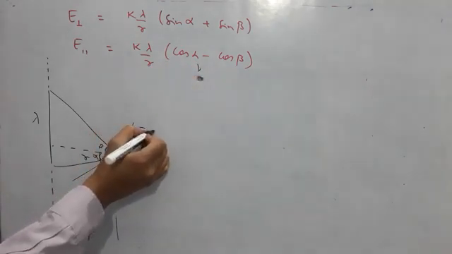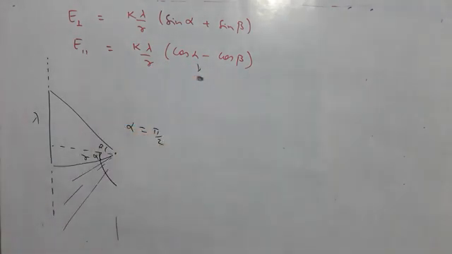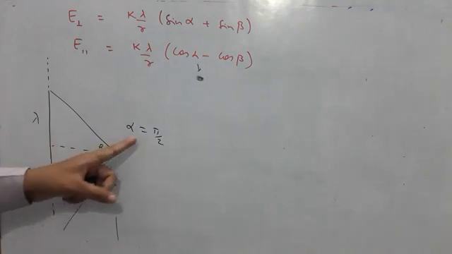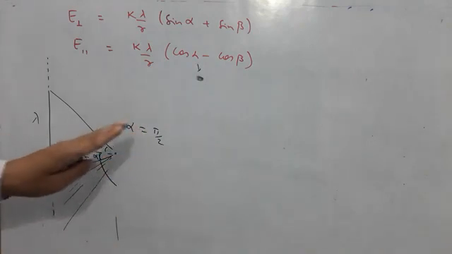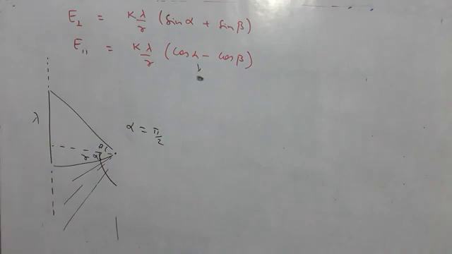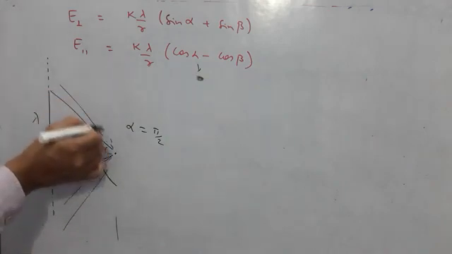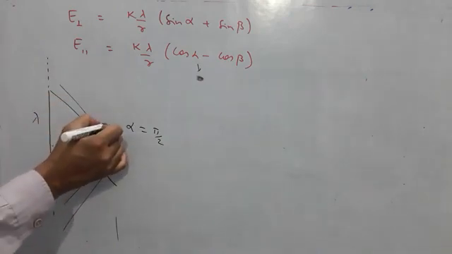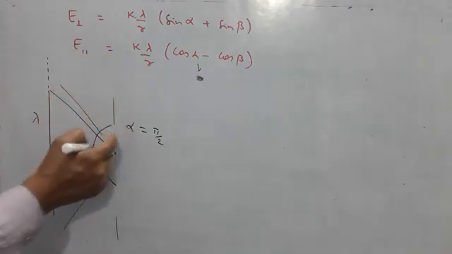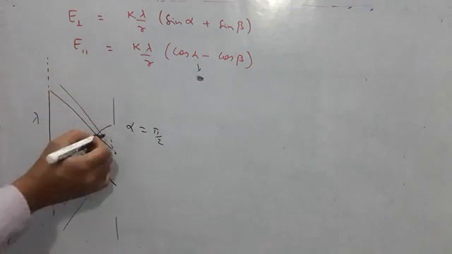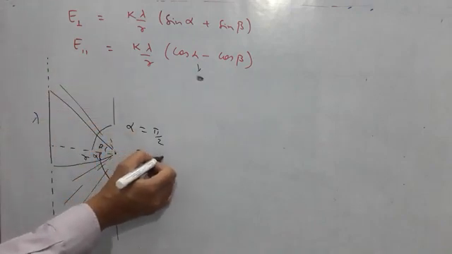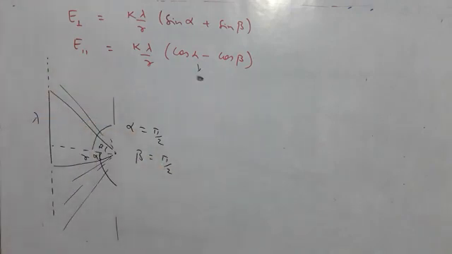So alpha becomes pi by 2. Just now I explained, you don't put alpha equal to minus pi by 2. Alpha is equal to pi by 2. That sign convention has already been taken into consideration. And then beta is likewise. You can see how beta will keep increasing and ultimately become parallel to the wire, and in that case beta will also become pi by 2.